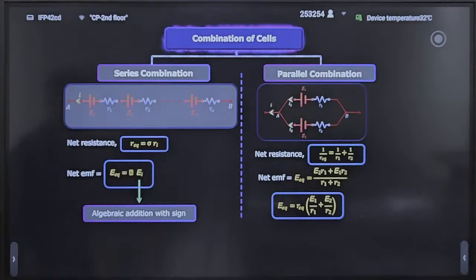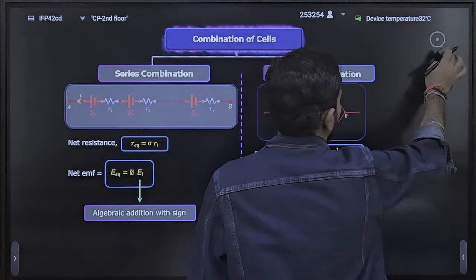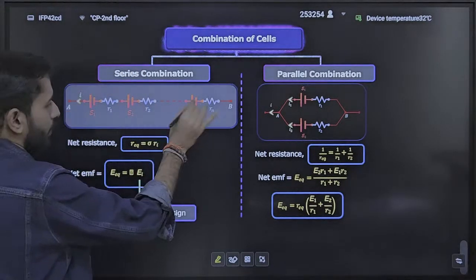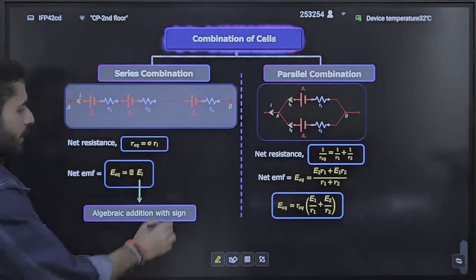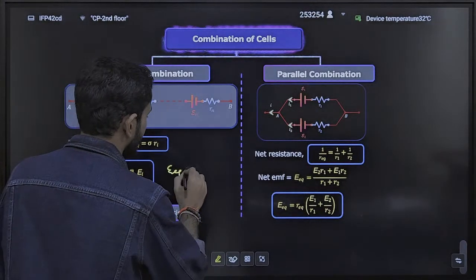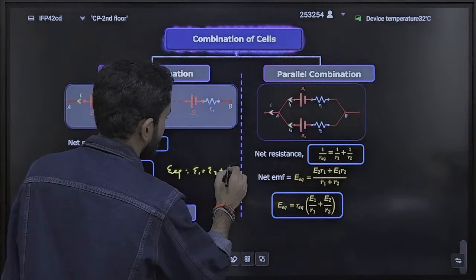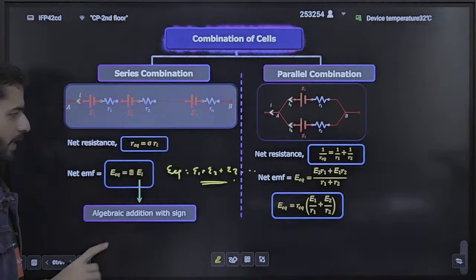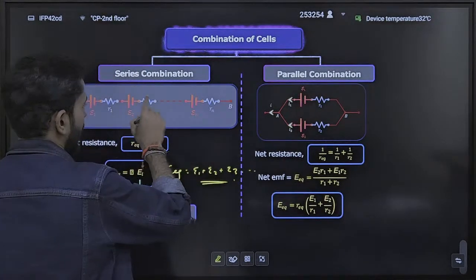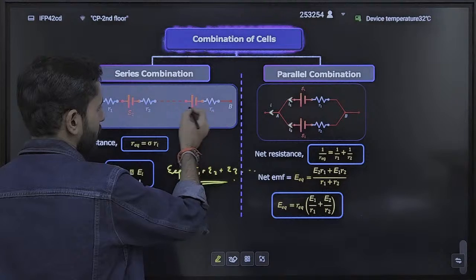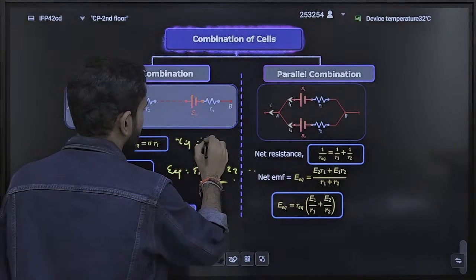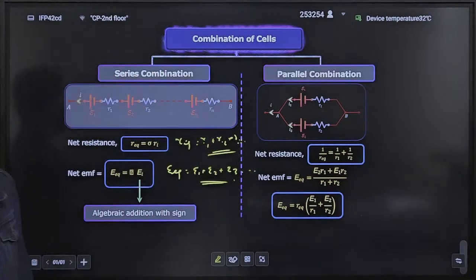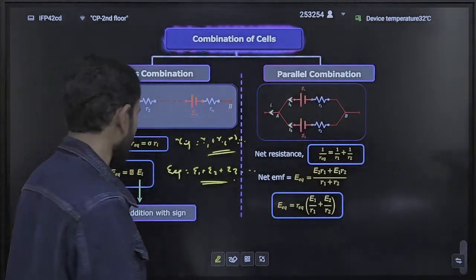Combination of cells. How do you write the combination of cells? The important formula. If EMFs are connected in series, how do you write E equivalent? E equivalent can be said as E1 plus E2 plus E3 and so on. And if n number of the same EMF are connected, nE will be the resultant. And let's suppose n number of resistances are connected in series. R equivalent will simply be R1 plus R2 plus R3. These small resistances are called internal resistances. This is also something that you have to remember.